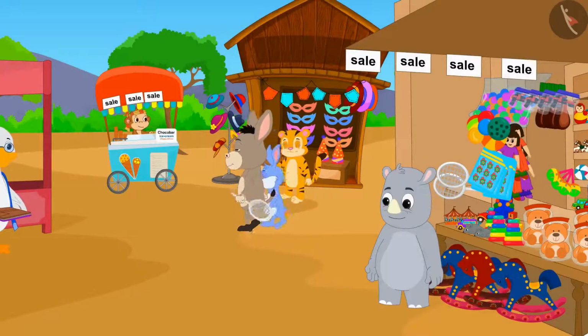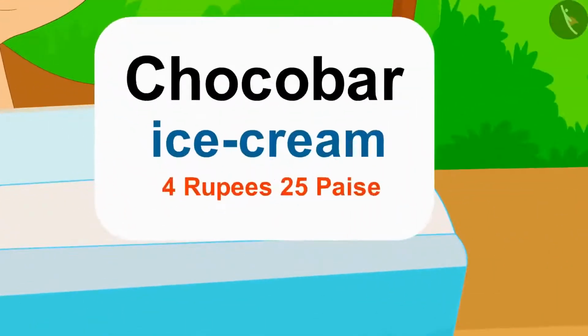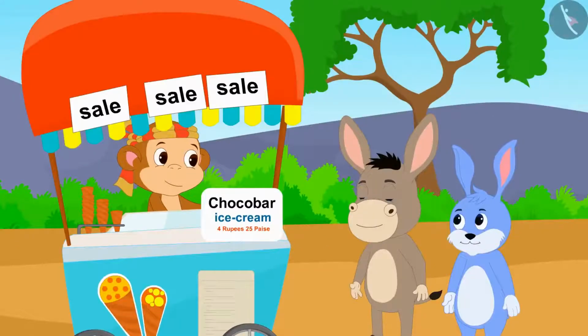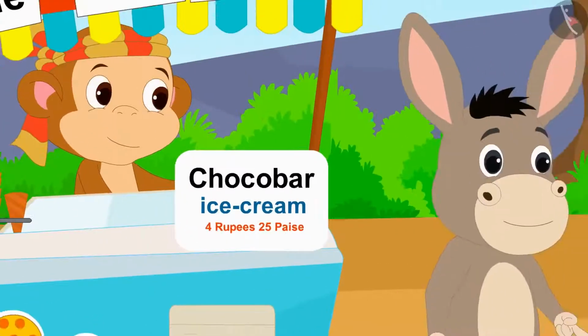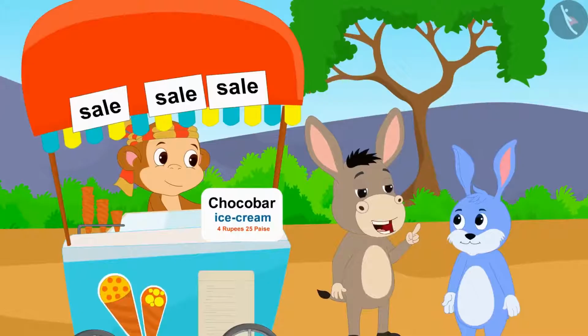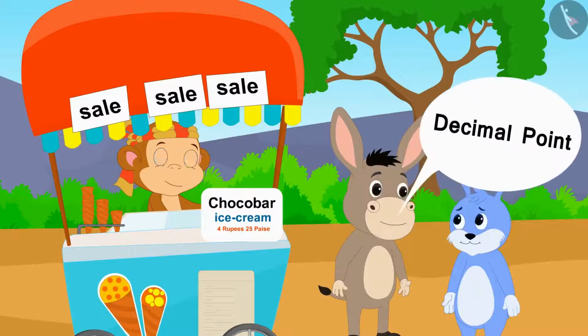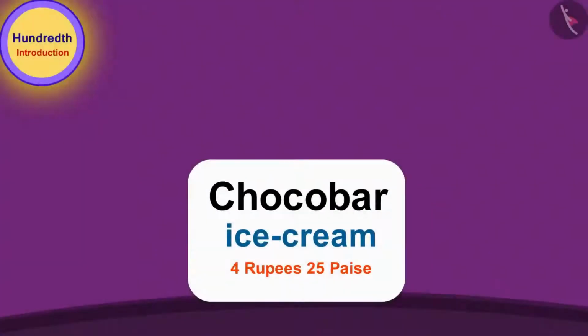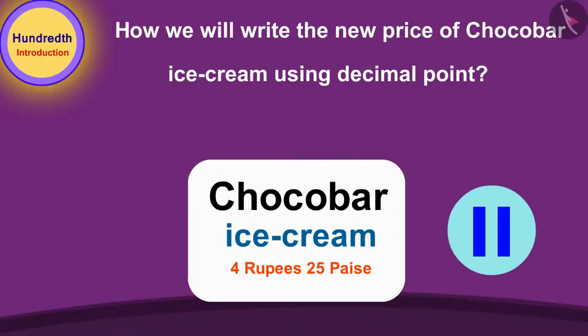Now, both of them have come to eat ice cream at Babban's ice cream stall. Chocobar ice cream is being sold at a heavy discount at Babban's stall. Seeing the new price of Chocobar ice cream, 4 rupees 25 paise, Bhola told Bunny, Bunny, I can write the new price of the ice cream using decimal point. Children, can you tell how we will write the new price of Chocobar ice cream using decimal point? If you wish to, you can stop the video and find the answer.